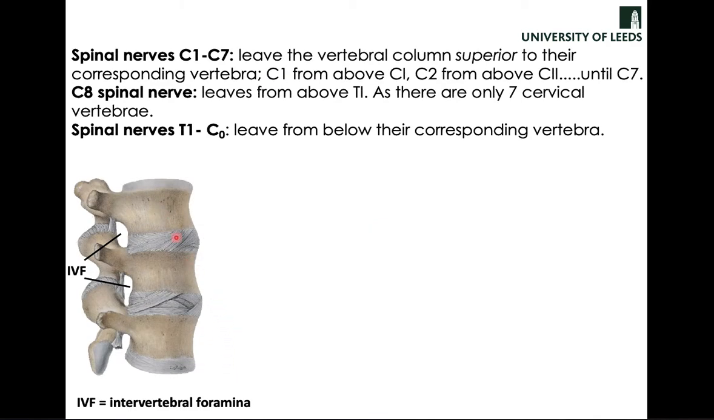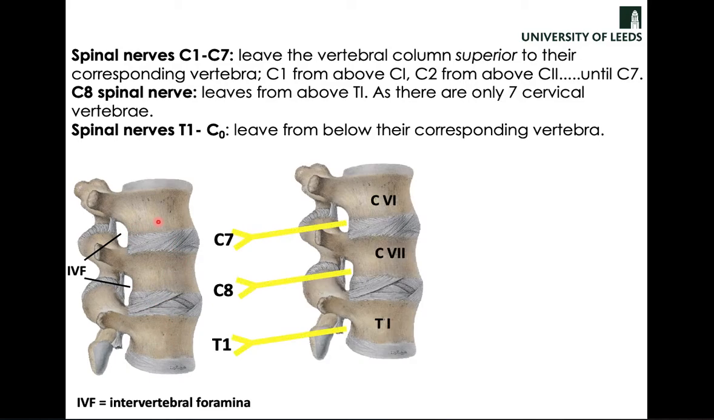So let's illustrate that a bit differently. So here we have 3 vertebrae stacked. We have those intervertebral foramina. And let's pretend that we are at the level of C6, 7, and T1 vertebrae. So we can see that just above C7 we have the C7 spinal nerve. Just above T1 we have the C8 spinal nerve. Okay, only 7 cervical vertebrae but 8 spinal cervical nerves. And that's where we have the transition point, because from T1 onwards those nerves are going to leave below their corresponding vertebrae.